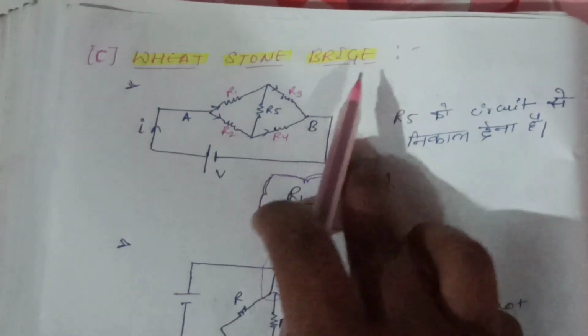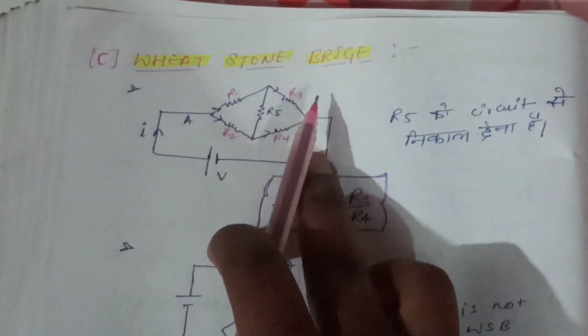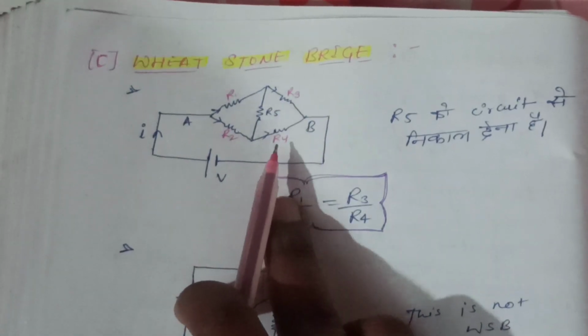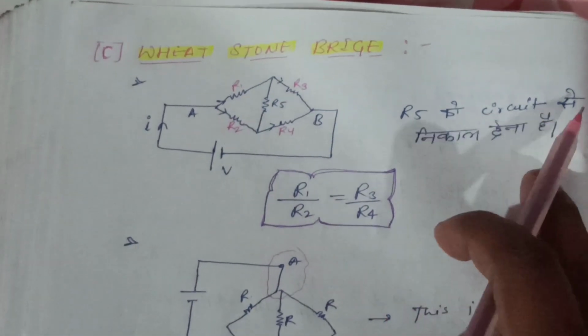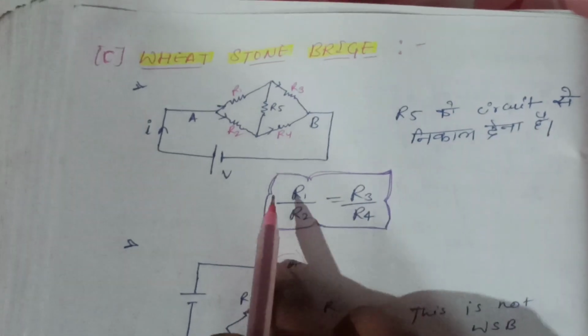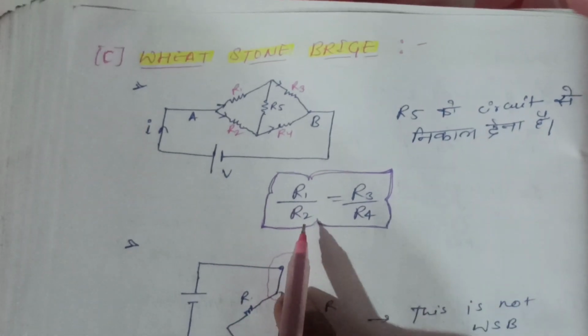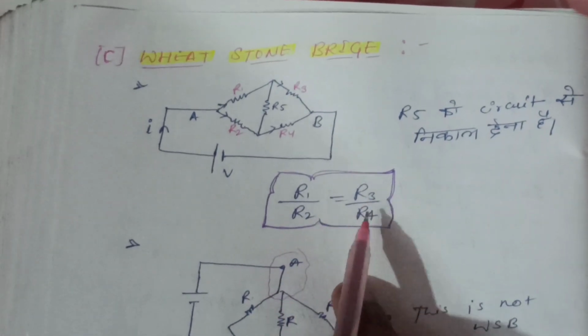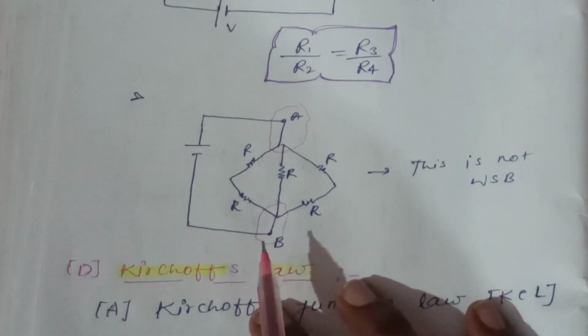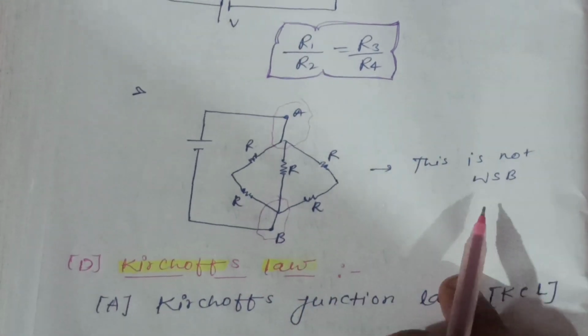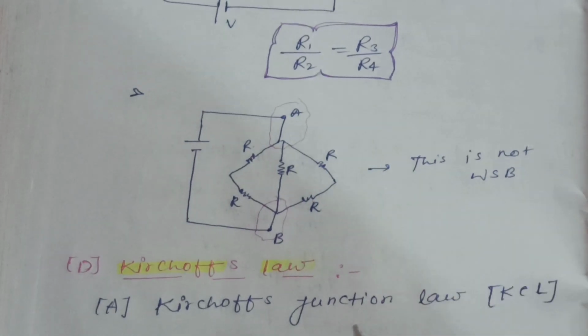Wheatstone bridge. R1, R2, R3, R4, R5. R5 को सर्किट से निकाल देना है। R1 upon R2 is equal to R3 upon R4. This is not Wheatstone bridge.